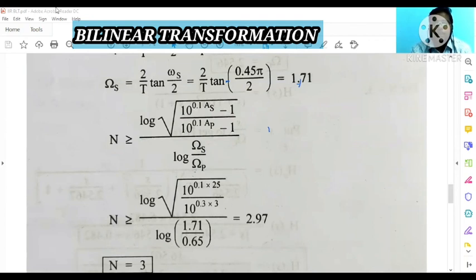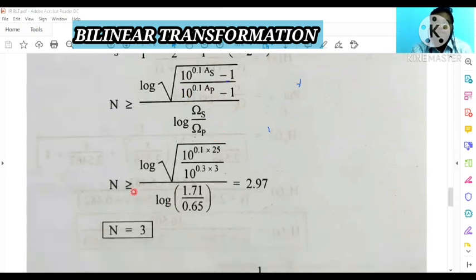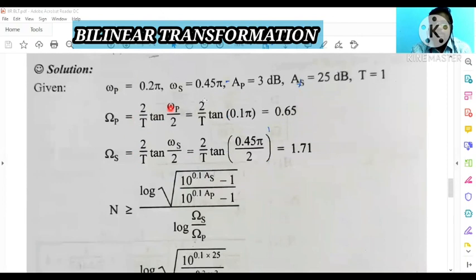So 10 power 0.1 AS minus 1 divided by 10 power 0.1 AP minus 1. Now substitute all the parameter values here. So n greater than or equal to logarithm of square root of 10 power 0.1 AS, what should the AS value be? What is that AS?